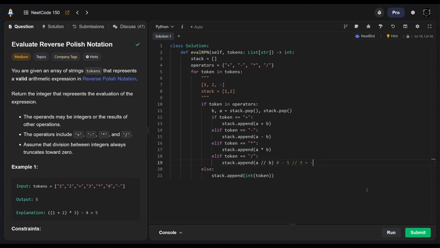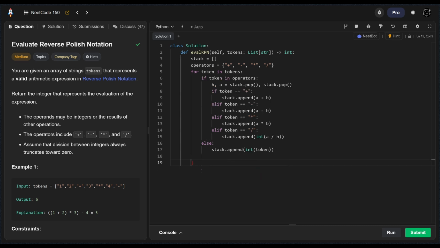So the best way to do that is not using floor division. The best way to do that is to do normal division, which will give us 1.66 or negative 1.66. And then we're going to convert this into an integer, which will give us the behavior that we want. It'll chop off the rest of the decimal points, leaving us with 1 or negative 1. So after executing all of this, we should ideally end up with just a single element in our stack representing the final value. So we'll just simply return the top of the stack.